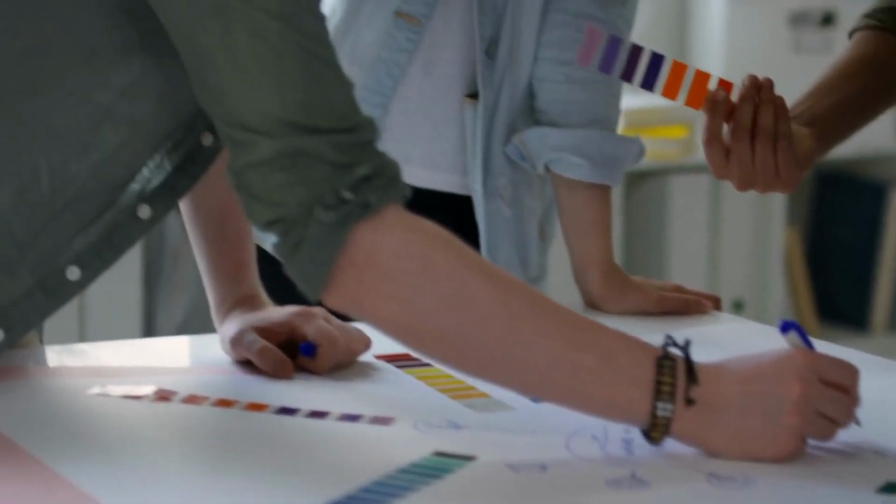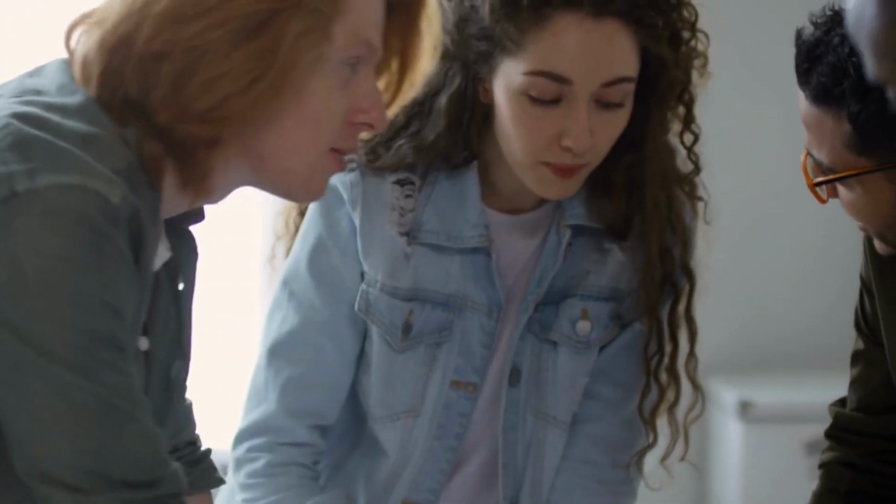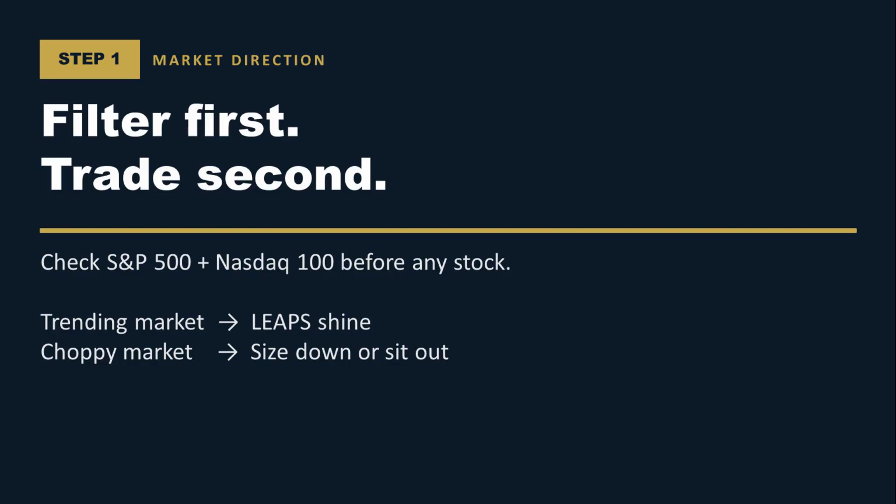Section 3. The LEAPS framework. Here's the framework. 5 steps, in order, and the order matters. Step 1. Market direction, first. Before you look at a single stock, look at the market. S&P 500, Nasdaq 100. Is it trending, or is it chopping around? If it's choppy, you size down or you sit out. If it's trending, that's when LEAPS are built to perform. This is your filter. Everything else comes after.